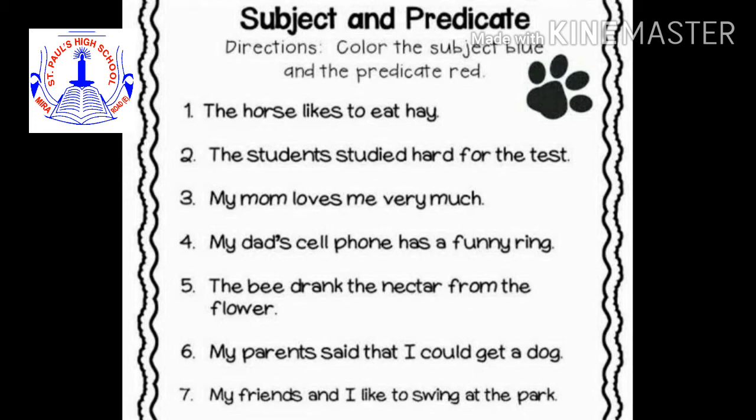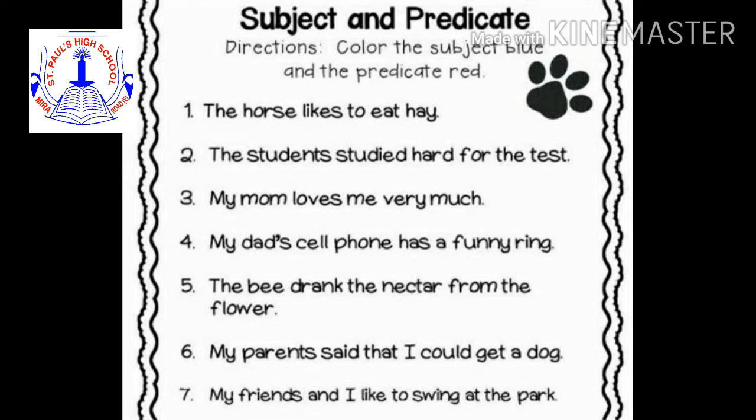Let us move on to the second sentence. The students studied hard for the test. Here I am talking about a person. Yes or no students? Yes, I am talking about the students. So the students is the main subject. What have they done? They studied very hard for the test. Yes or no students? So "studied hard for the test" is the predicate.